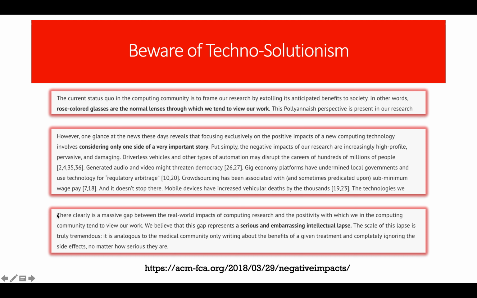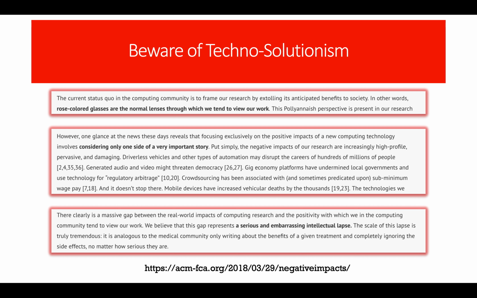And they go on to state at the end, there clearly is a massive gap between the real-world impacts of computing research and the positivity with which we in the computing community tend to view our work. We believe that this gap represents a serious and embarrassing intellectual lapse. The scale of this lapse is truly tremendous. It is analogous to the medical community only writing about the benefits of a given treatment and completely ignoring the side effects, no matter how serious they are.